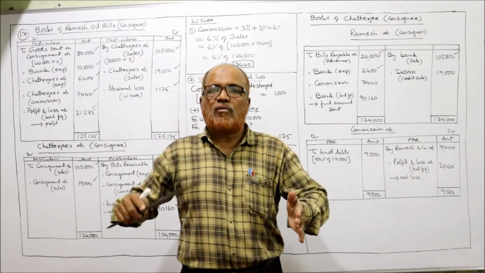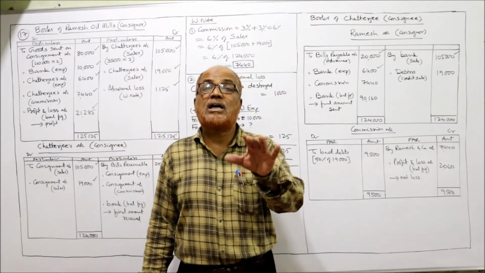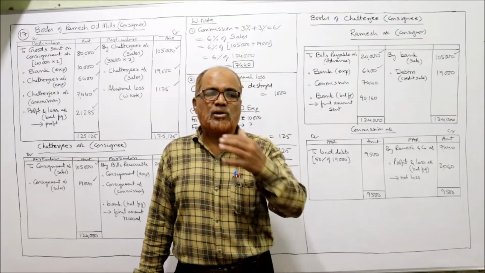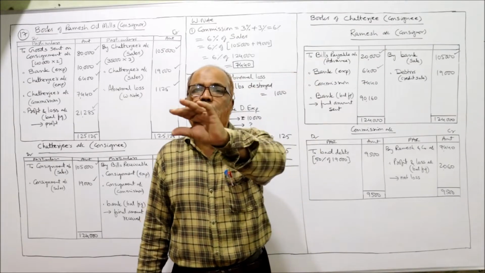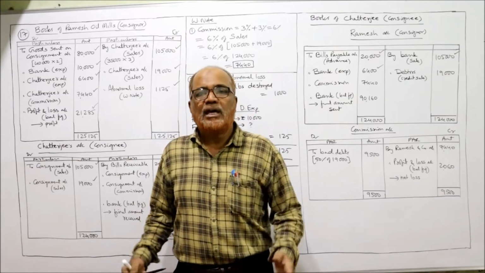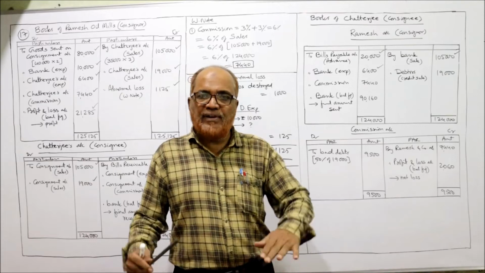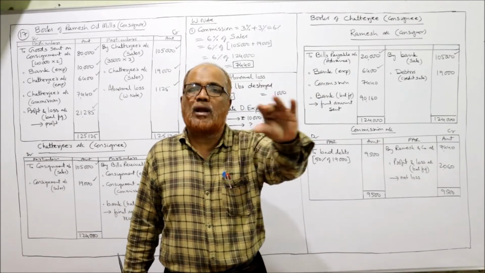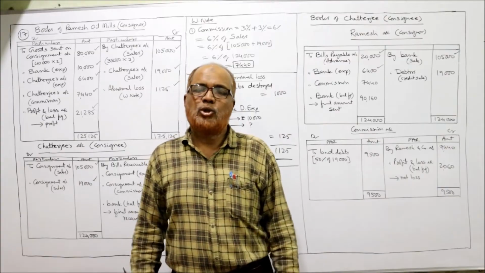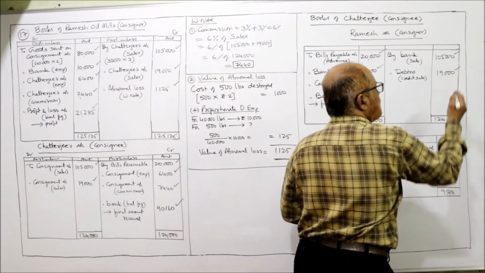Now the remaining stock. The remaining stock was sold to a customer, his name is X and Company, on credit. When it is sold on credit, there is no bank account. The entry will be debtors account debit to Ramesh and Company. If it is sold for cash, bank account debit to Ramesh. If it is sold on credit, debtors account debit to Ramesh and Company. So Ramesh is credited by debtors, credit sale 19,000.